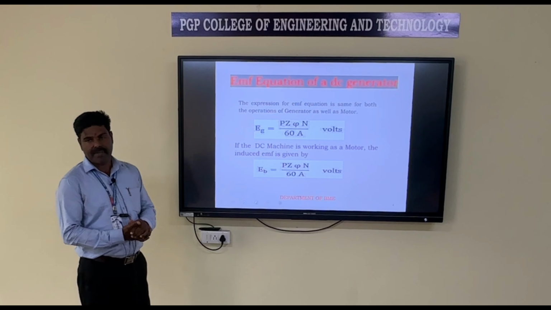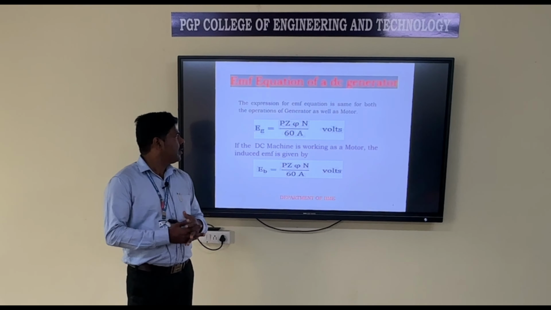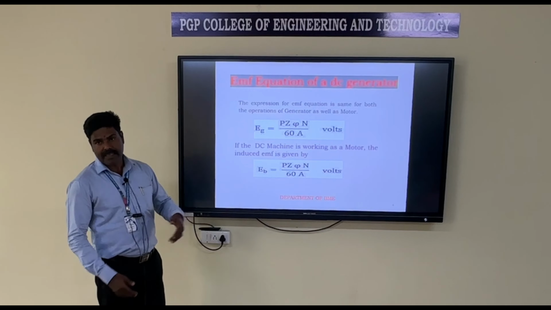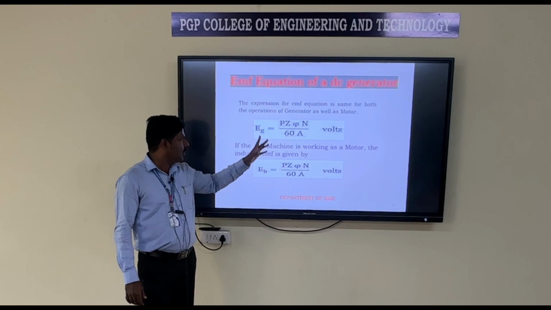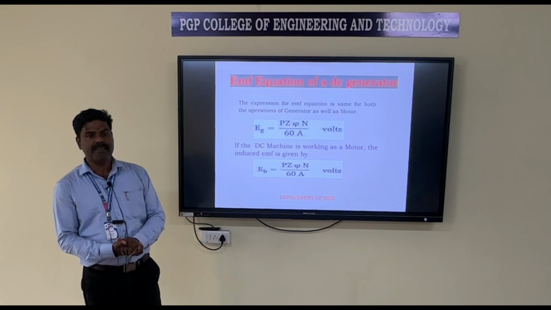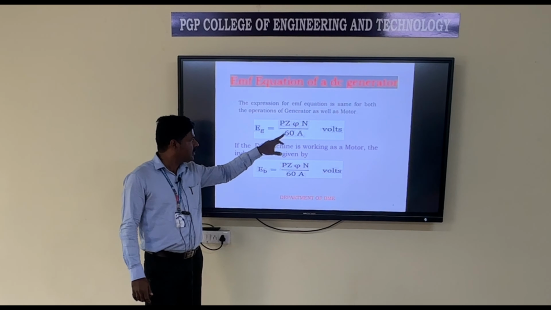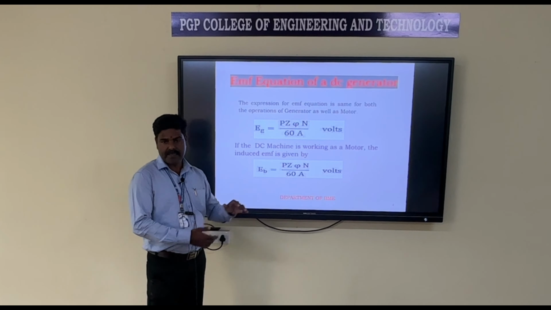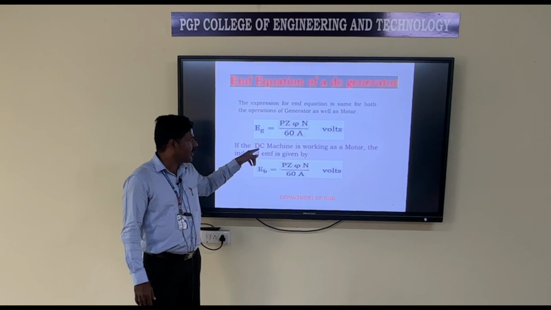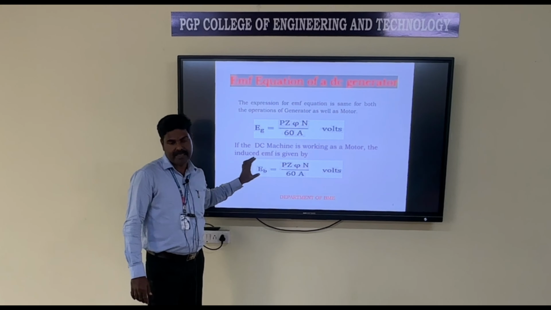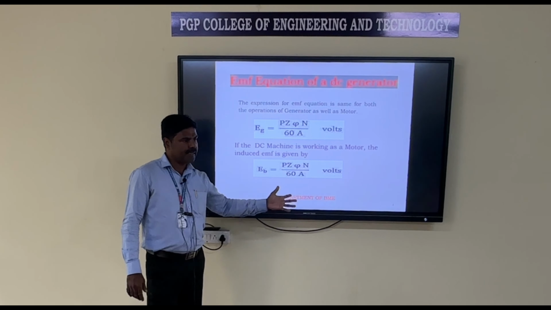Next, EMF equation of a DC generator. The EMF equation of both DC machines is the same, whether working as a DC motor or generator. The EMF equation of a DC generator, EG, is equal to phi Z N P by 60A. Phi is the magnetic flux, P is the number of poles, Z is the number of conductors, and N is the speed in RPM. This is the EMF equation for DC generator. Similarly, the same expression holds for DC motor: the generated EMF or back EMF is equal to phi Z N P by 60A.